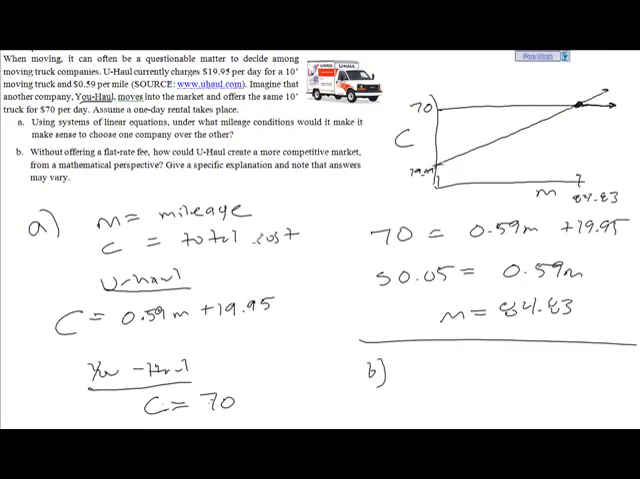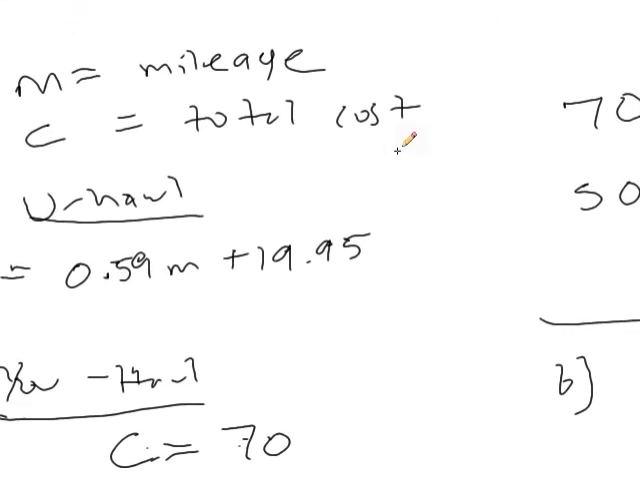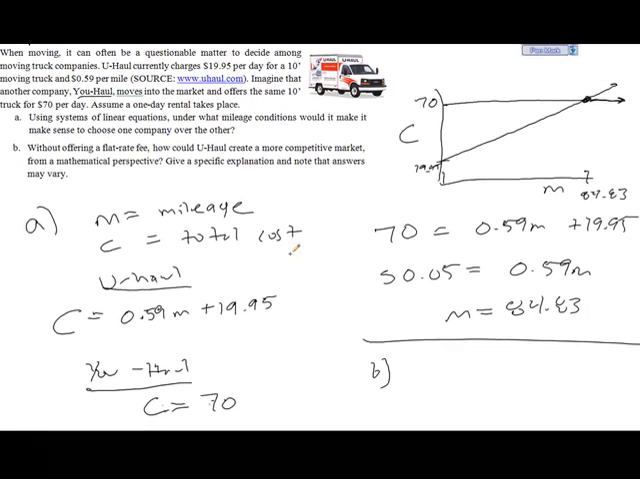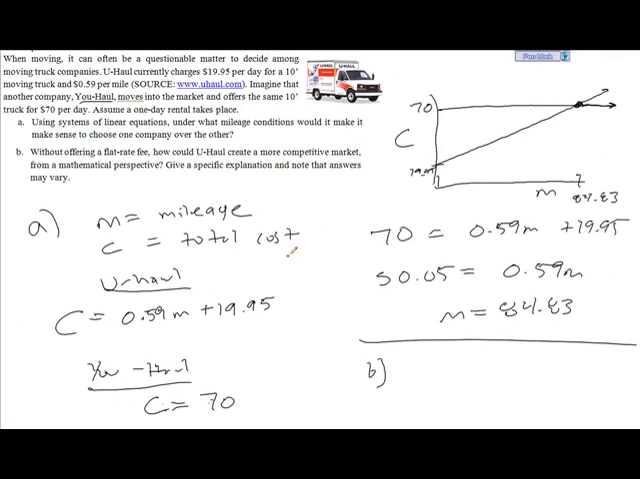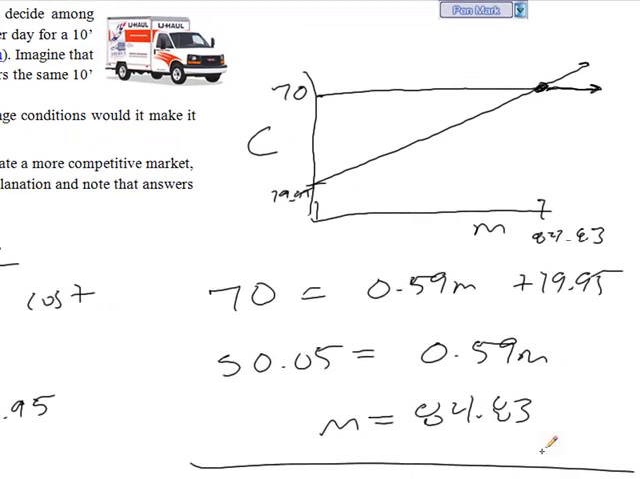In part B, we're asked, without offering a flat rate fee, how could U-Haul create a more competitive market from a mathematical perspective? Give a specific explanation and note that answers may vary. This can go a couple of different ways, but one option would be either to lower their per day charge or to maybe lower their per mile charge, and that way they would be able to up this number a little bit. Unless they charged a flat fee, they could never always do better than the $70 flat fee, but they can certainly lower this.